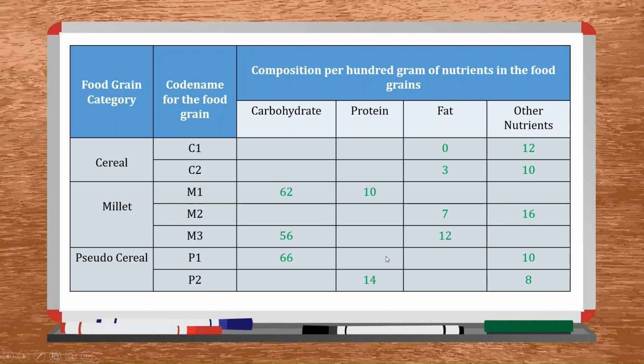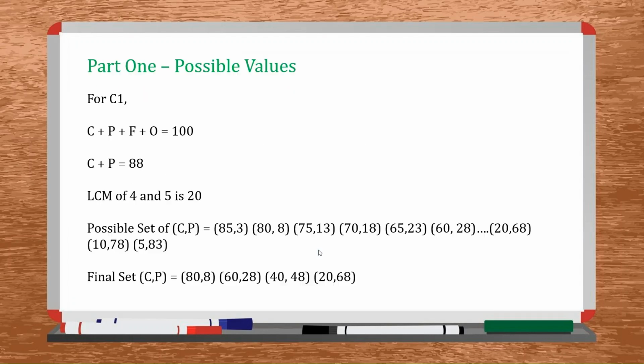So 24, we have to divide it in two parts where your fat and protein both should be non-zero multiples of 4. So how can you divide 24 into two parts which are both multiples of 4? One is 20 and 4. Then we have 16 and 8, 12 and 12, 8 and 16, and 4 and 20. So we'll have five possible values of protein and fats. Similarly, we can do it for all the available seven food grains.